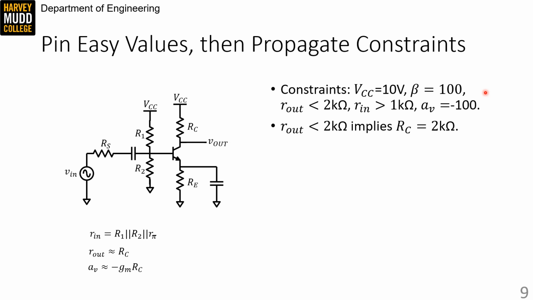We can launch from one of these constraints to a resistor value right away. Rout is just equal to RC, so we know RC has to be less than 2 kiloohms. This statement doesn't give us an exact RC value, which is a problem. Life is a lot easier if we just pick one RC value, because we can use that to specify other values. So I'm going to pick an RC value here. Specifically, I'm going to set RC equal to 2 kiloohms.